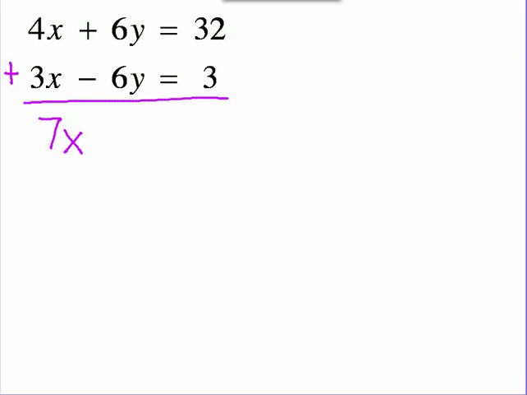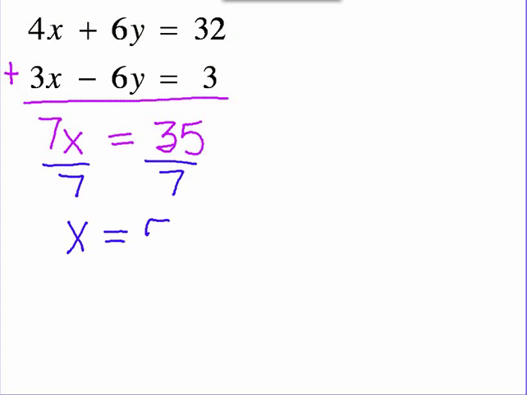And so then if I look again, I've got my equal sign here. And then I've got 32 plus 3. What is 32 plus 3? 35. Oh, look at how slick that worked. By adding them together, you've eliminated the y's. How do you solve for x now? Divide by 7. And so I get x to equal 5.